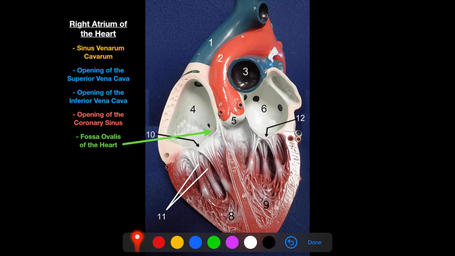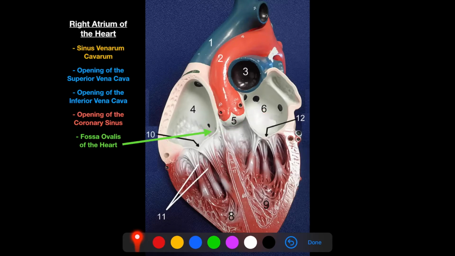Now, in this image, you can't really see, but if you were handling a model, you would see a small depression right here, just about right here. And that's called the fossa ovalis of the heart. Now, to give you a description of what the fossa ovalis is, when we were within the womb, before we were born, we had an opening right here. And it was actually called the foramen ovale of the heart. Now, this opening allowed blood to move from the right atrium into the left atrium.